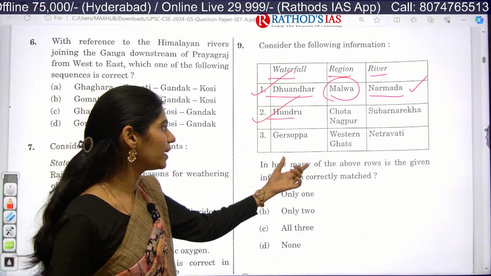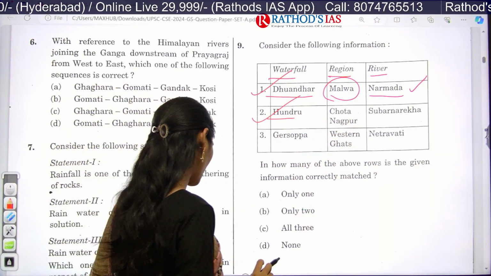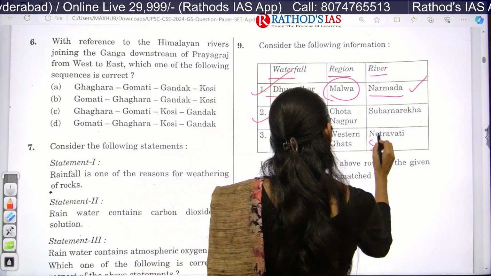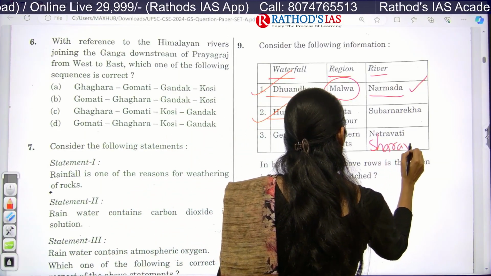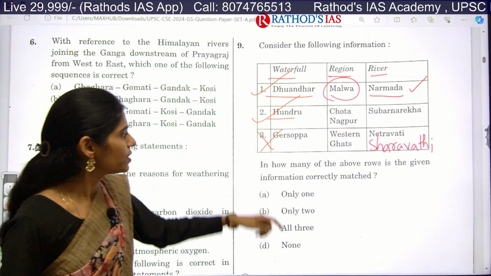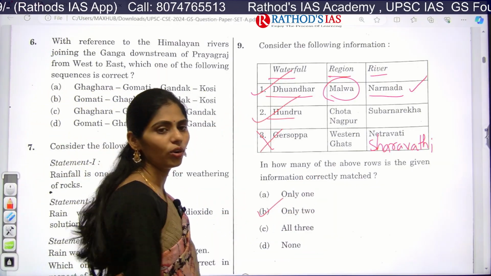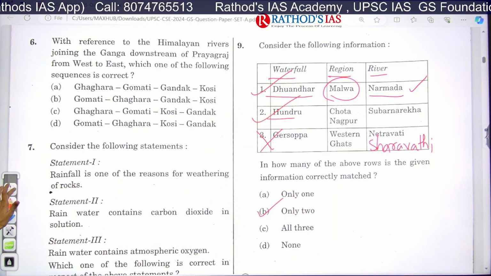And this Gersoppa, it is not present on the Netravati river. It is on one more river, that is Sharavati. Okay, on which river? On the Sharavati. So you can eliminate this. So how many rows are correctly matched? Option B, only 2. Clear?